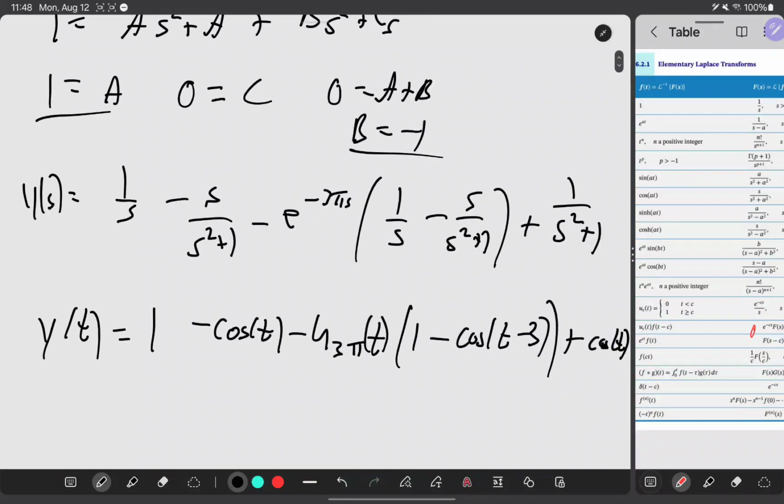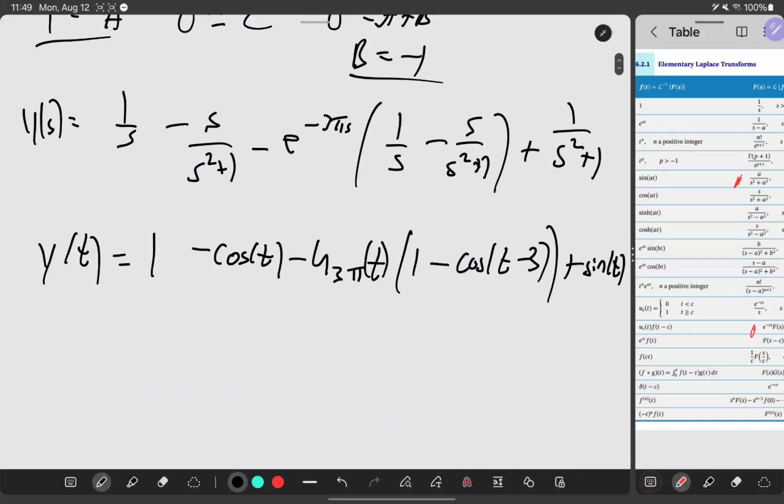Is that it? Oh, that's not... Oh, wait, no, because that's a 1 on top. That is this one, which... Oh, no, not that one. This one, which is sine of t. All right. That looks correct so far, yes.